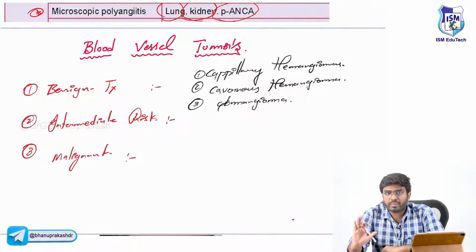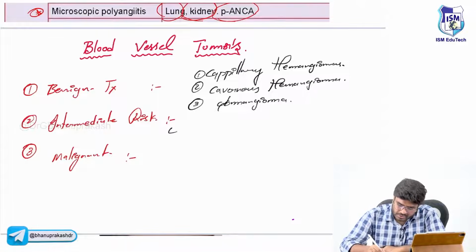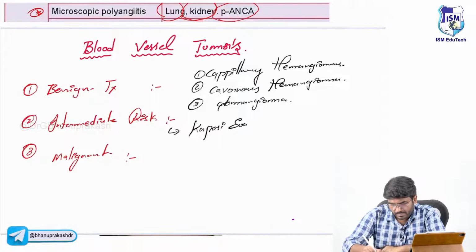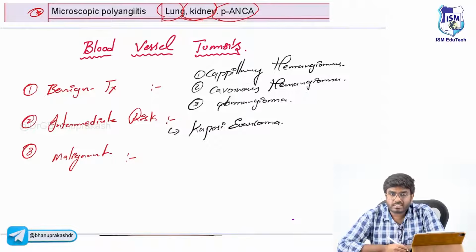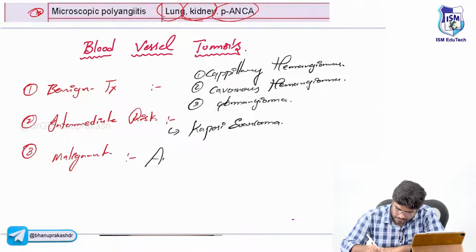Image based questions are very important. I will show you. So the intermediate risk tumor is Kaposi sarcoma. And malignant tumors, malignant means cancer. It's absolutely cancer. The cancer of blood vessels is called angiosarcoma.